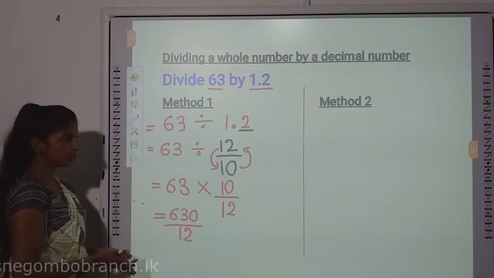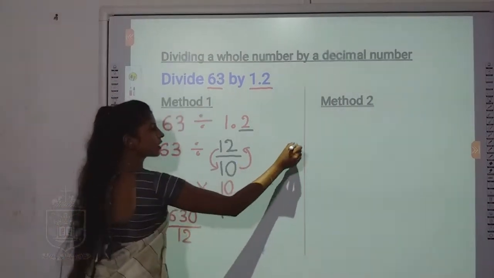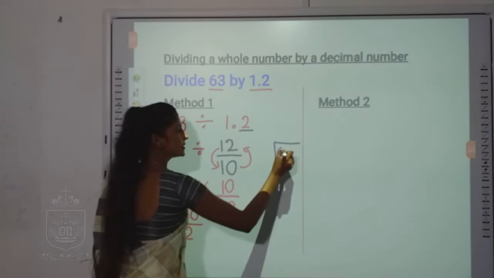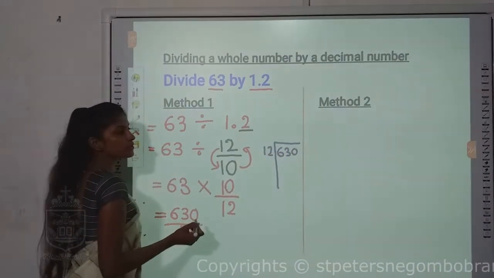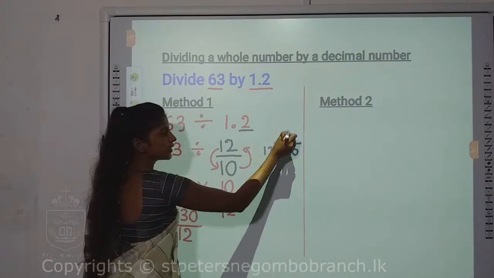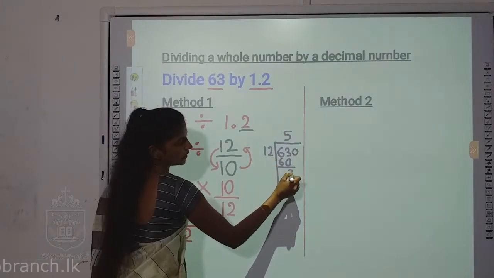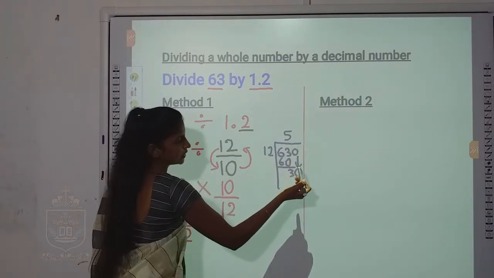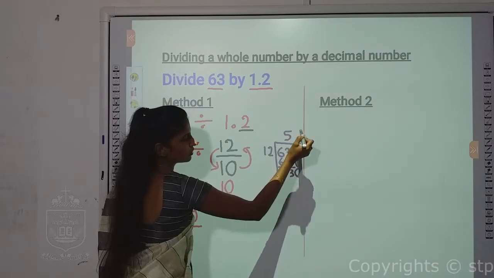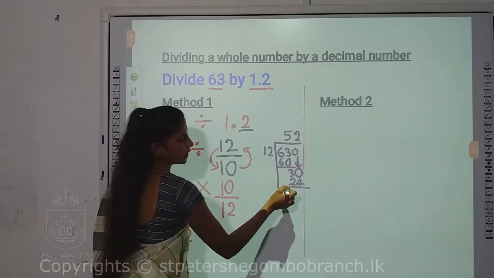You can use long division. So let's divide and get the answer here. 630 should be divided by 12. Inside 63 there are 5 12s. 12 times 5 is 60, remainder 3. Then 0, so for 30 there are 2. 12 times 2 is 24. Here the remainder is 6.